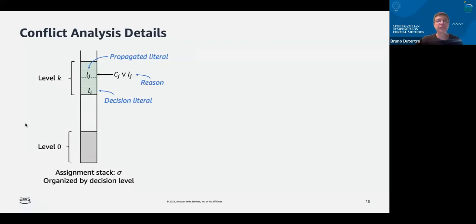Once you've made an assignment, you propagate. So you do as much Boolean propagation as you can. And that's going to construct the level K.